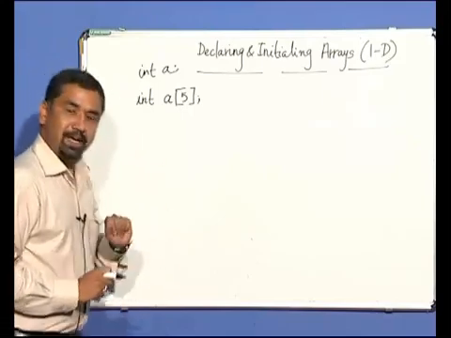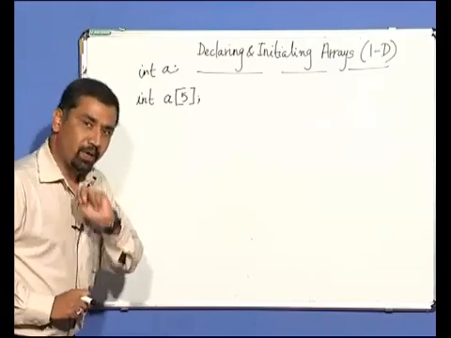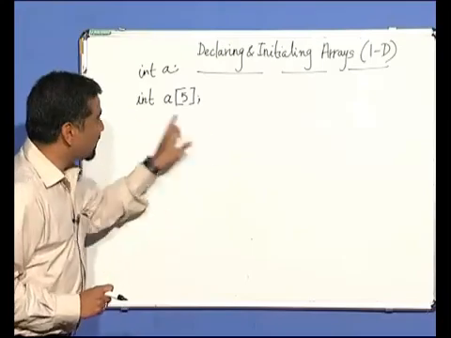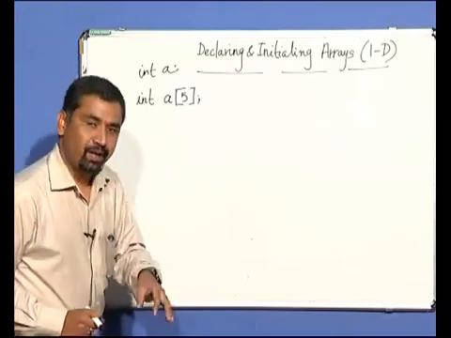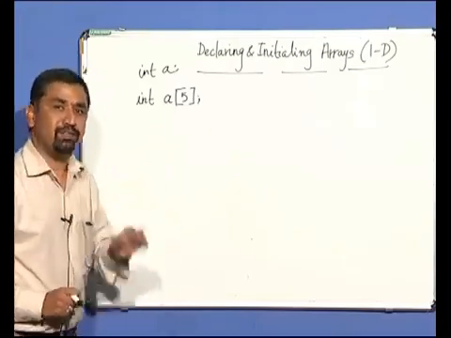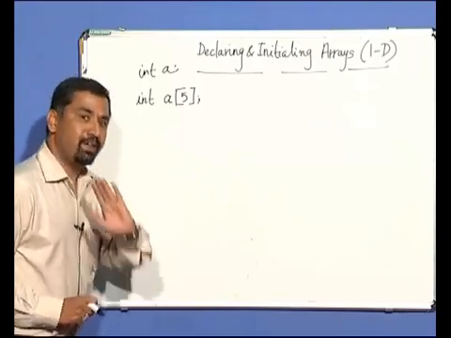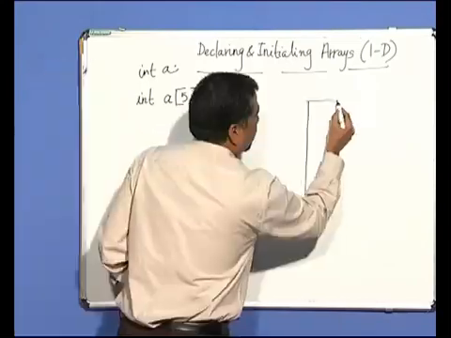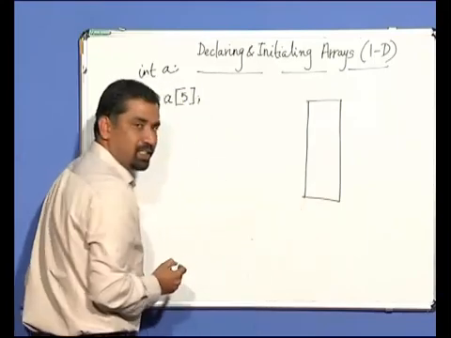So assuming again each integer takes 2 bytes, obviously this declaration will allocate memory sufficient for 5 integers, which is 5 into 2, 10 bytes of memory. This can be visualized like this.